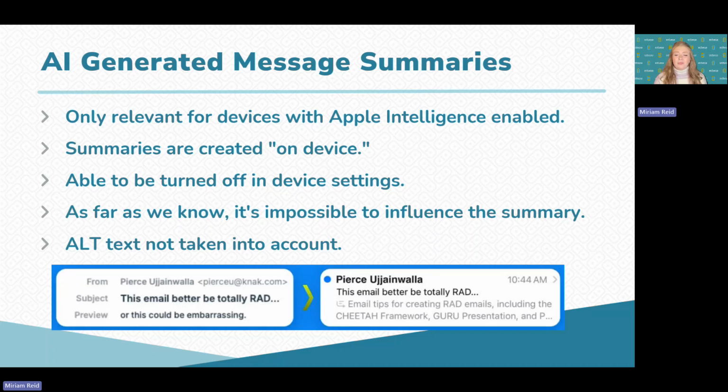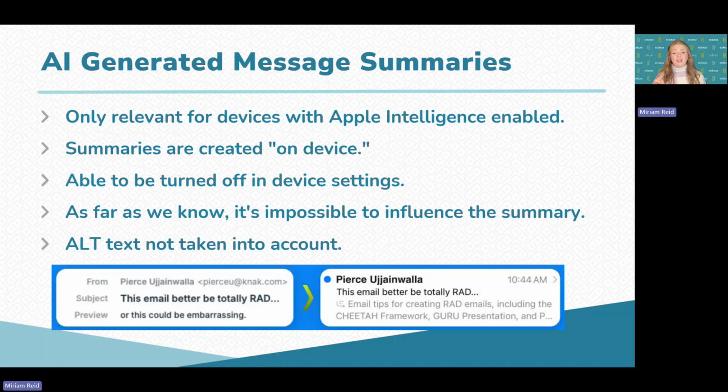And as far as we know, it's impossible to influence this summary. So things like adding meta tags with descriptions, using a specific hierarchy of information, including hidden text inside the email, all of these things were shown to be ineffective in influencing how the AI summarizes your email.